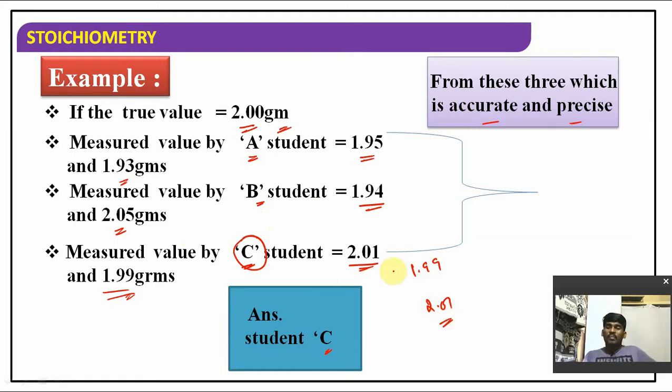While you are performing the experiments, in such cases what we will do, guys, is take concurrent readings. We will take 3 to 4 readings and take the average, then we will report the value to the teacher while you are performing the experimental data.